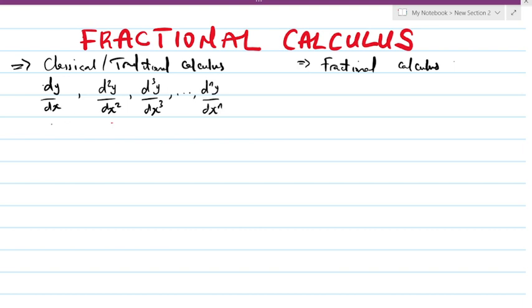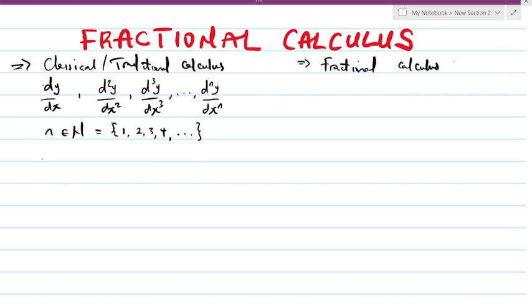But if you observe, you see our n are natural integers, that is a number in the range of 1, 2, 3, 4, etc. It doesn't stop on 4. Do you see that? That is the classical or traditional calculus.